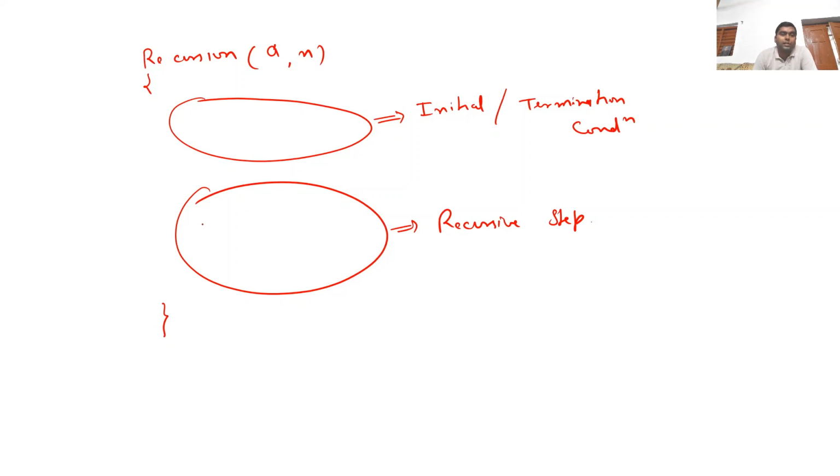In the recursive step, this function calls itself. The same function is calling again and again, but with a different argument, let us suppose a comma n by 2. Here are a few important points which we need to remember. For example, the termination condition: if n == 1, then return something. This is our initial condition, and the recursive step is a = recursive(a, n/2).